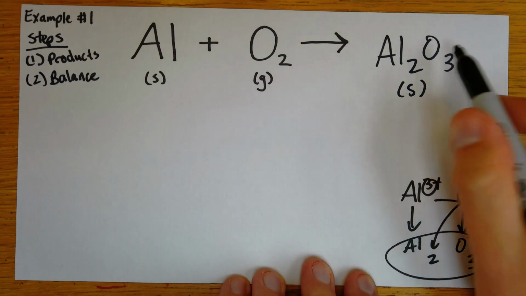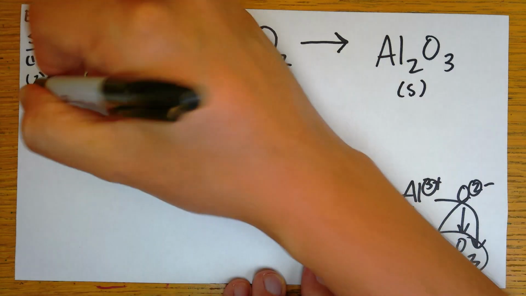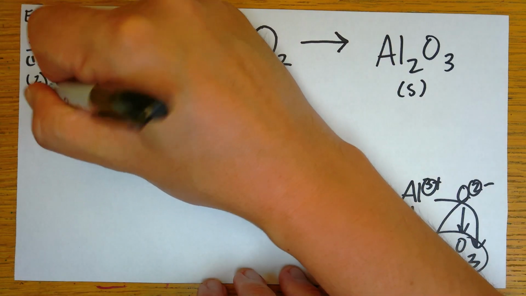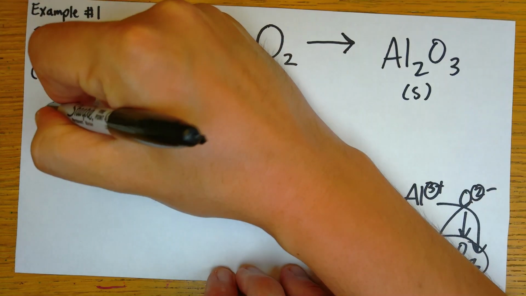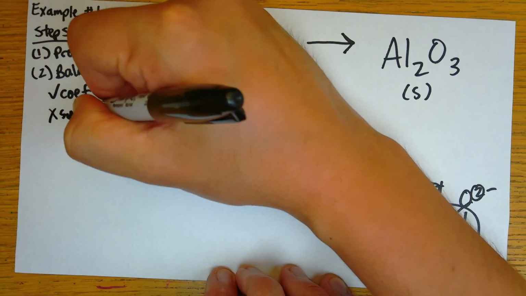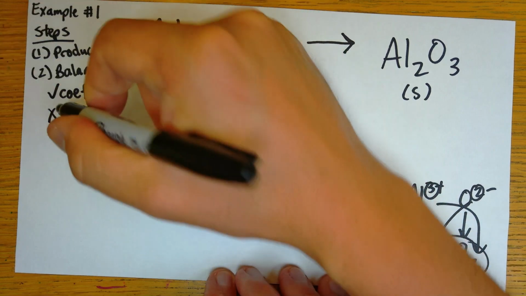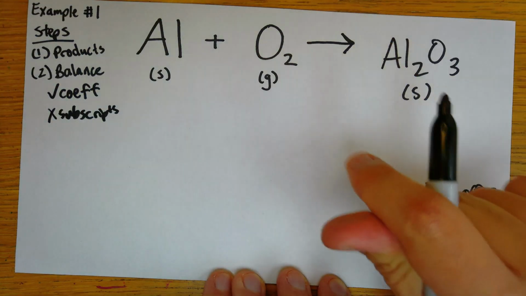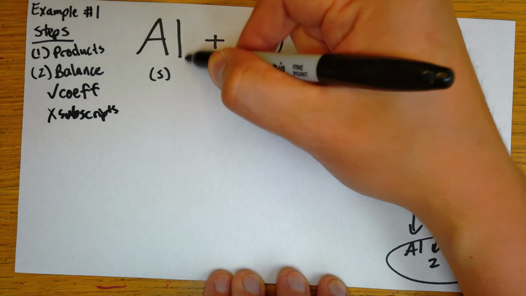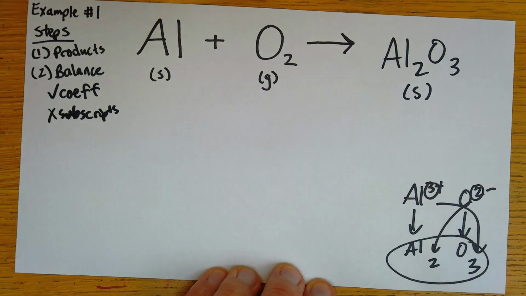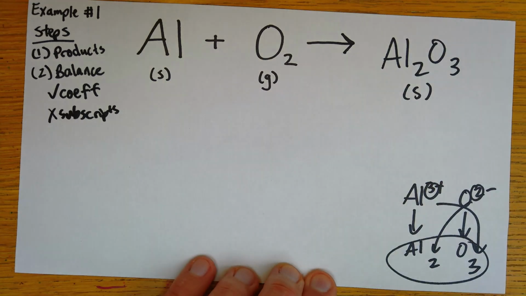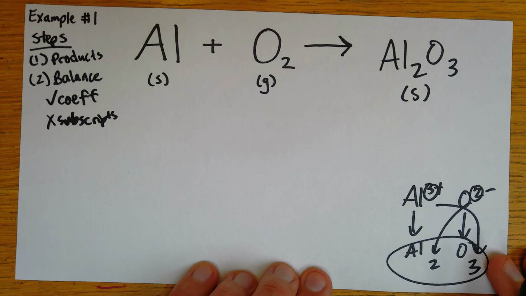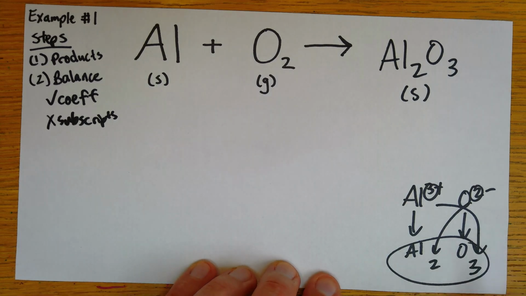All right, once you have your products, it's time to balance the equation. Remember that you can change coefficients. Those are the numbers that go in front, but you now have subscripts off limits. That 3, that 2, that 2, you know, this is a 1, but we don't write it in chemistry. All those are now off limits because that would change the substance. And then that means we're talking about something entirely different. Okay? All right, so let's go ahead and balance this equation.